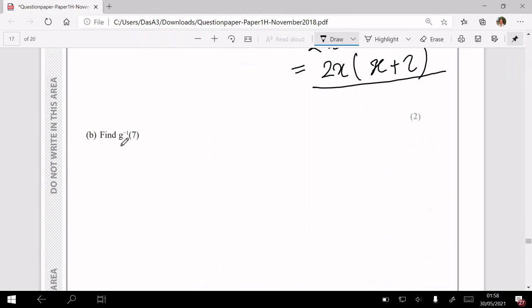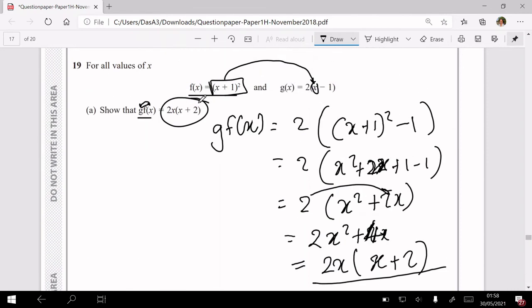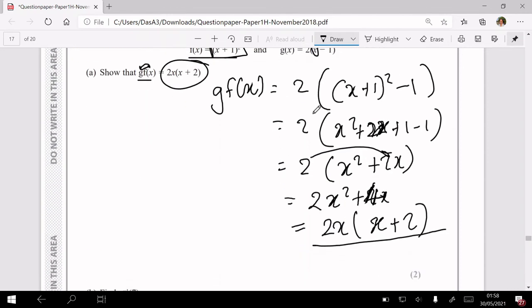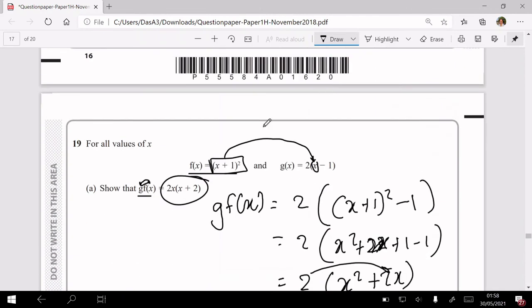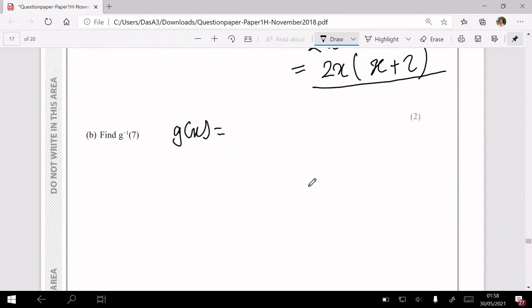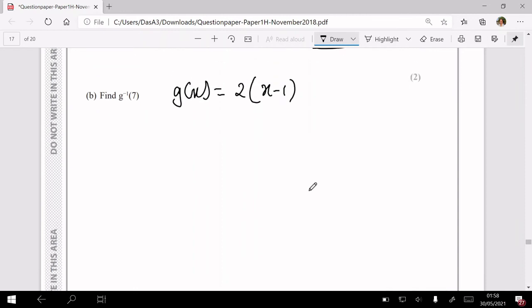Part B, find g inverse of 7. So to find an inverse function, you have to do something different. I mean unique. So g of x is equal to 2(x minus 1). So the first thing we'll do is turn g of x into y. So make this into y is equal to 2x minus 2.